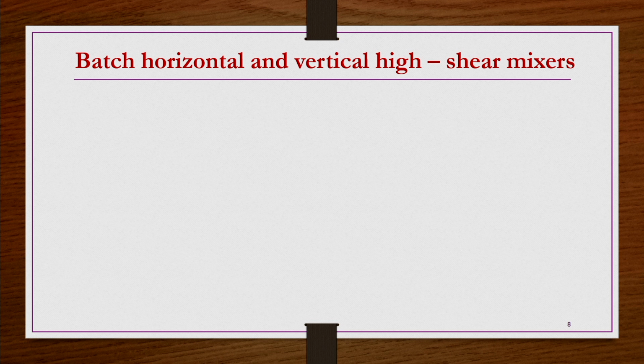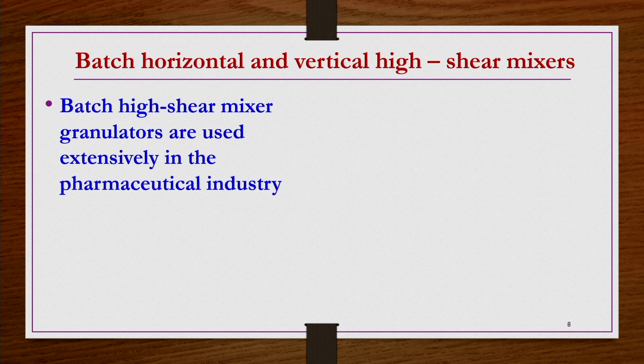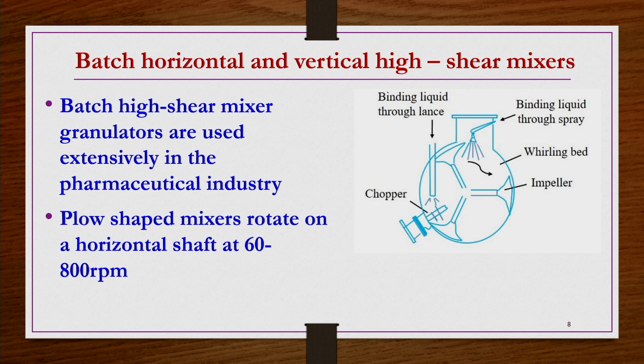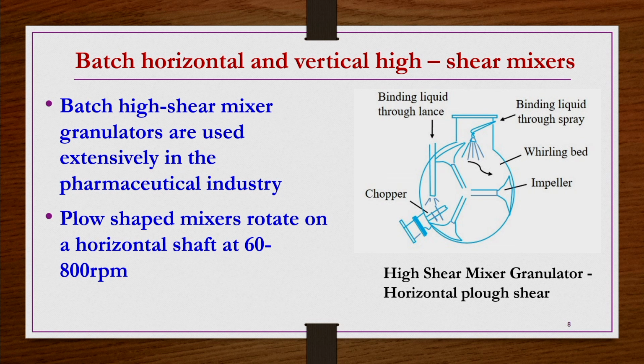So now we see batch high shear mixers or batch high shear granulators. Here we see both the horizontal and the vertical configurations, right. Batch high shear mixer granulators are used extensively in pharmaceutical industries. In general, plow shaped mixers rotate on a horizontal shaft at 60 to 800 rpm. Schematically, if you see here, a high shear mixer granulator, horizontal plow shear.